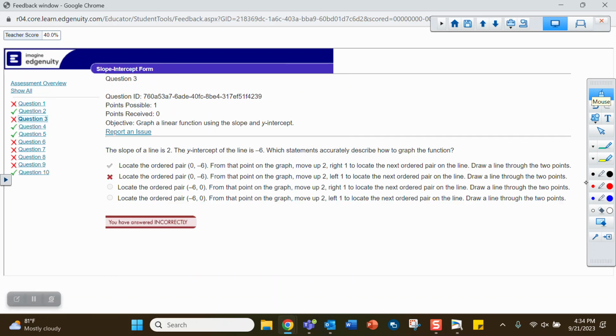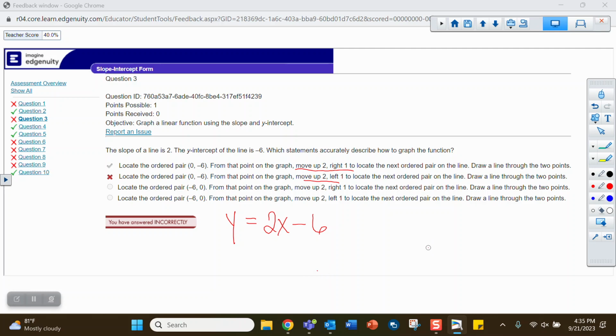Question 3, the slope of a line is 2. The y-intercept is -6. Which statements accurately describe how to graph the function? So if I'm going to put it in slope-intercept form, it would look like that. So we want to locate the ordered pair 0, -6. That is correct. That is the y-intercept. From that point on the graph, up 2 left 1 is what you chose, or up 2 right 1.